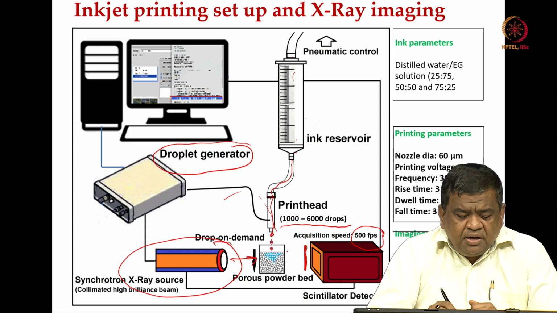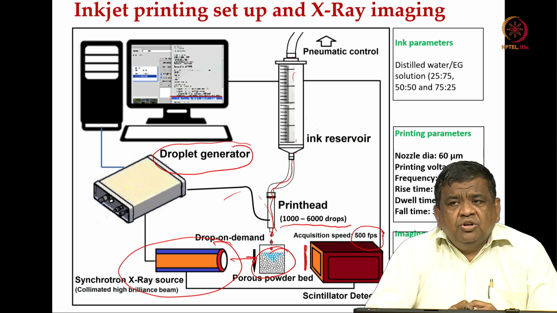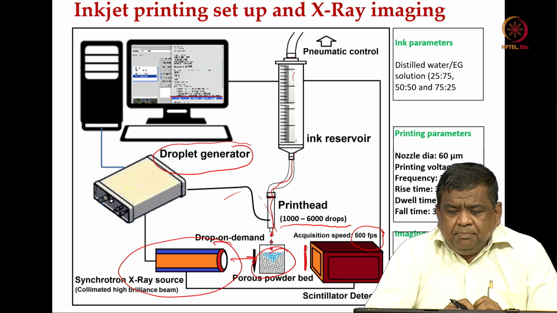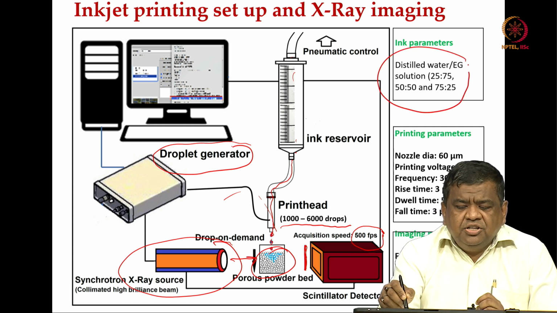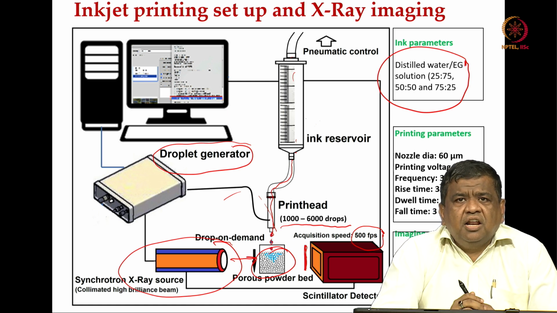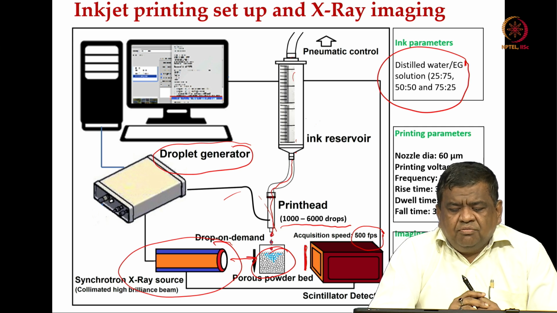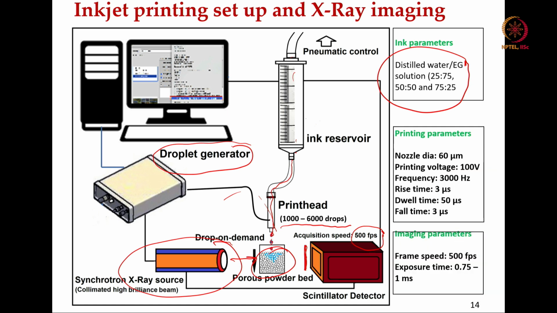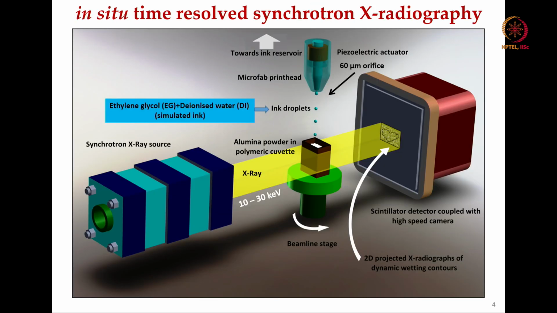And this powder bed is essentially porous. We have used an alumina powder bed in our experiments. The ink we have used is distilled water and ethylene glycol in different ratios. Why different ratios? By changing the ratio of distilled water to ethylene glycol, you can change the viscosity and surface tension of this particular binder fluid. What are the printing parameters of relevance? For us, the nozzle diameter is 60 micron, and then there are the frequency, dwell time and fall time, and the frames per second that I have mentioned.